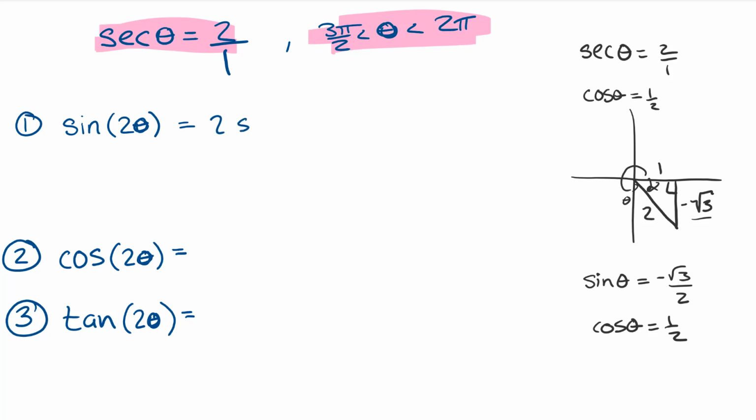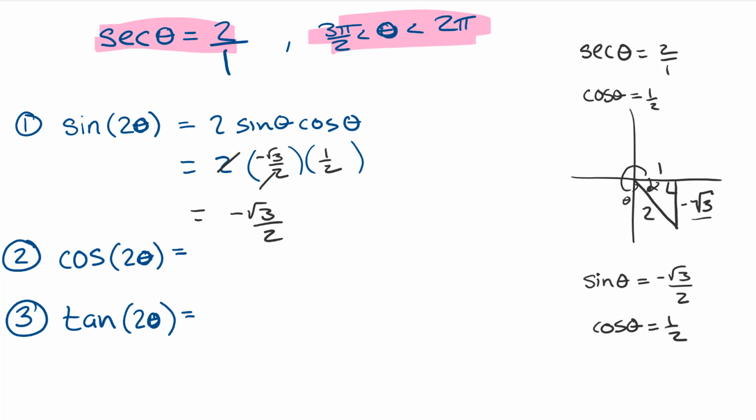Sine's double angle is 2 times sine of theta cosine of theta. So what's that? Negative root 3 over 2 for our sine. We're going to get 1/2 for our cosine. I think those two 2's go away, and we're going to end up with negative root 3 over 2. Oh, wow. Neat.